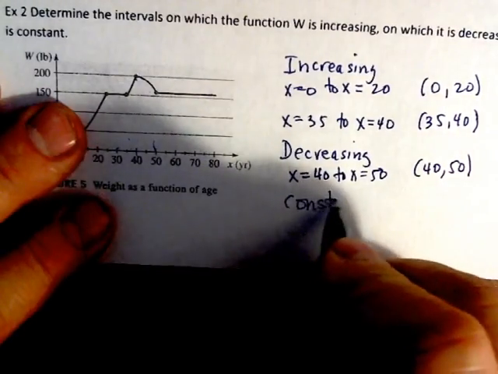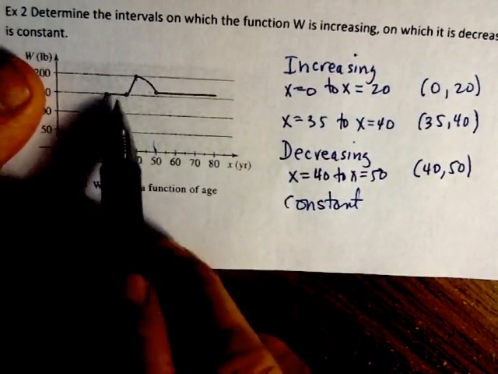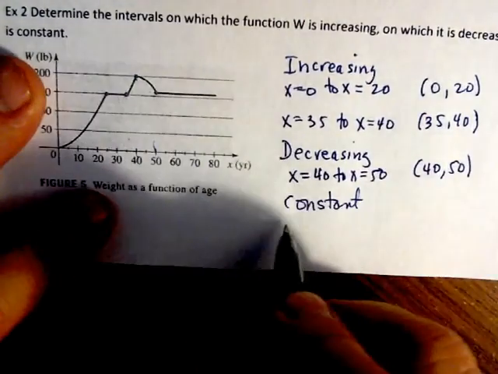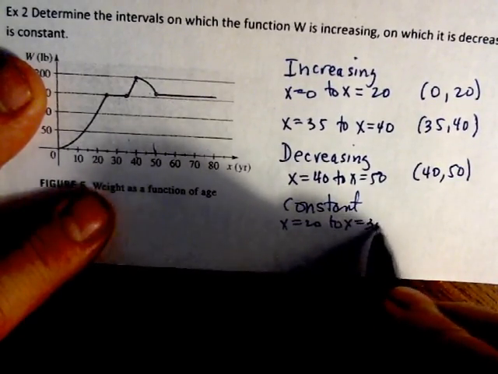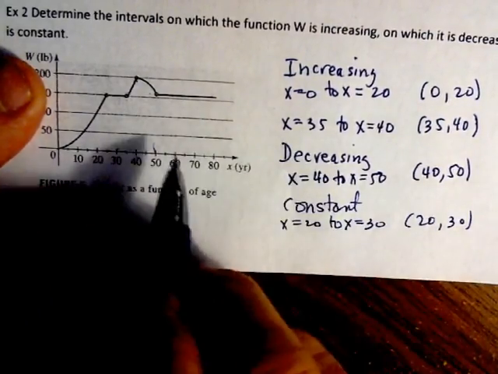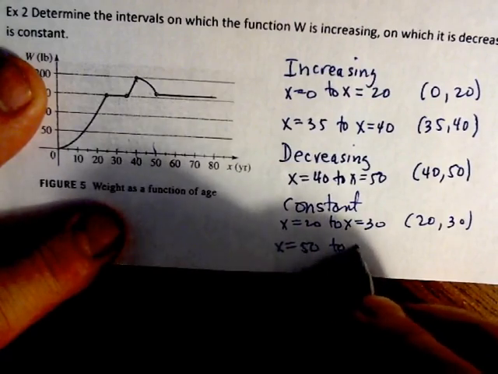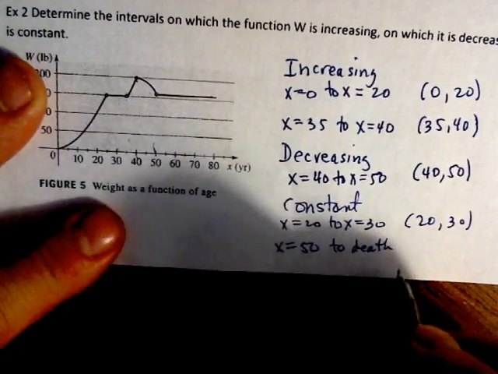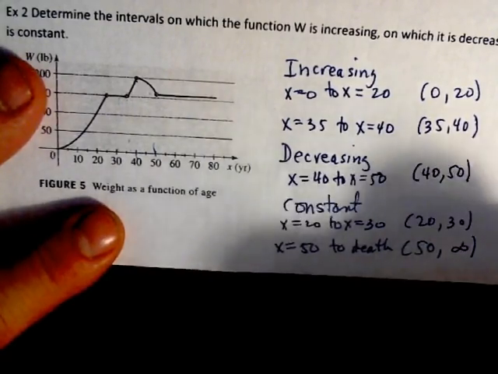And it's constant from 20 to 30. Right there, it's constant. And again, we can use our interval notation. And it's also constant from X is 50 to infinity. So we'll just say to infinity for that one.